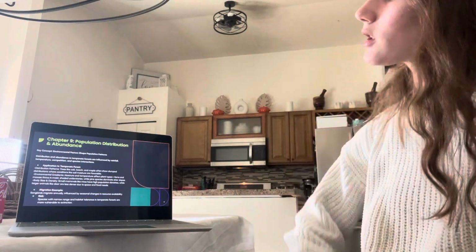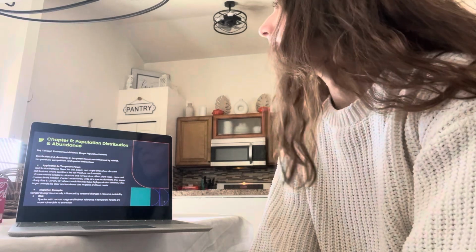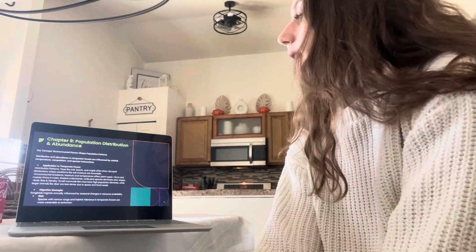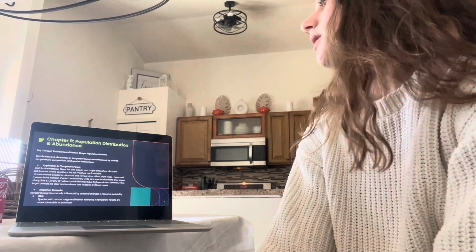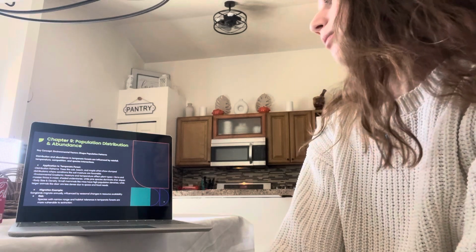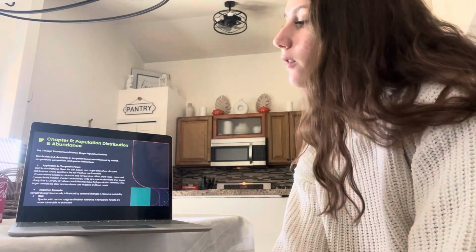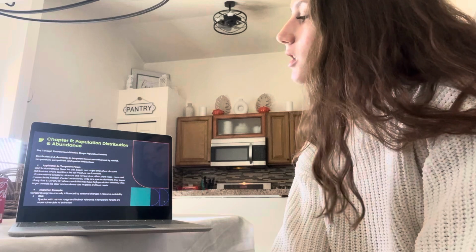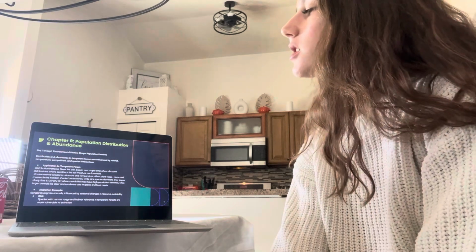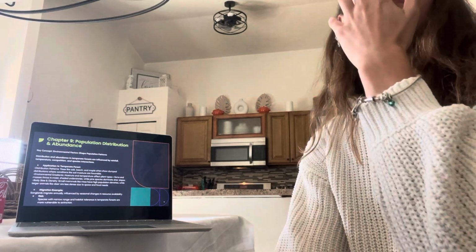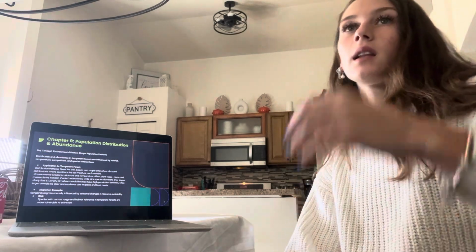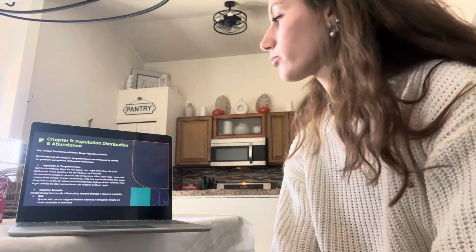For chapter 9, we talked about population distribution and abundance. Key environmental factors shape population patterns. Distribution and abundance in the temperate forest are influenced by rainfall, temperature, competition, and species interactions. Where and how species live depend on resources and environment. Small mammals are more densely packed, while large ones need more space.